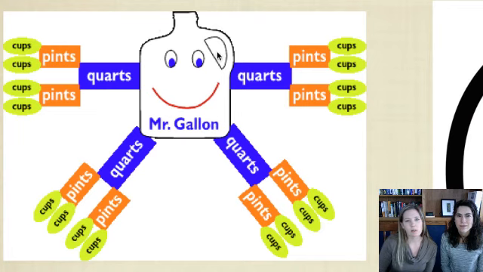So these are some of our measurements in standard. We have gallons, Mr. Gallon, and he has 4 quarts equal 1 gallon. So in this case, you can see his 4 arms if that helps you remember. And then each quart is made up of 2 pints. So 2 pints are equal to 1 quart, or 8 pints are equal to 1 gallon. And each pint has 2 cups. So there's 4 cups in a quart and 16 cups in a gallon.